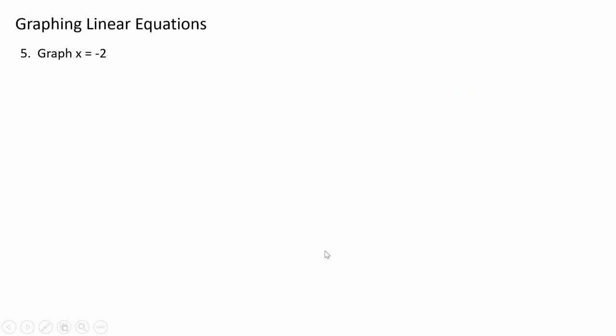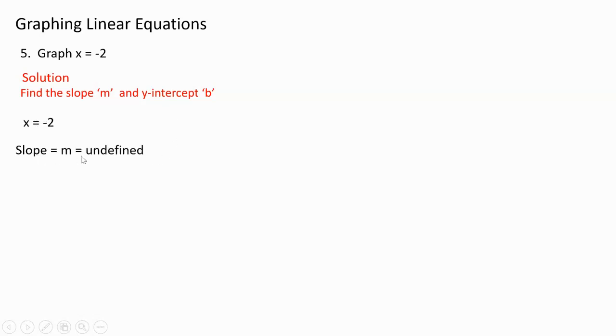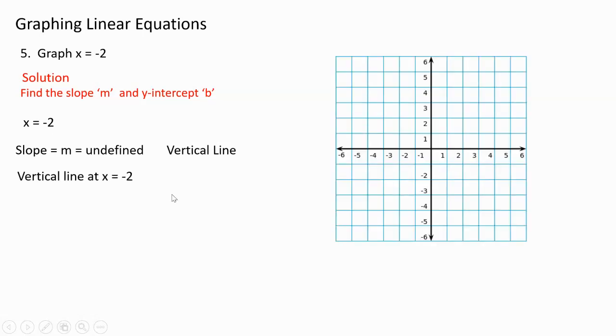Number 5, x equals -2. Find the slope and the y-intercept. When x equals -2, the slope is undefined, so it's going to be a vertical line. When there's no y in the equation, just x equals a number, it's going to be a vertical line. So we're going to go to x equals -2, and we're going to just draw a vertical line at x equals -2. So that's my line.